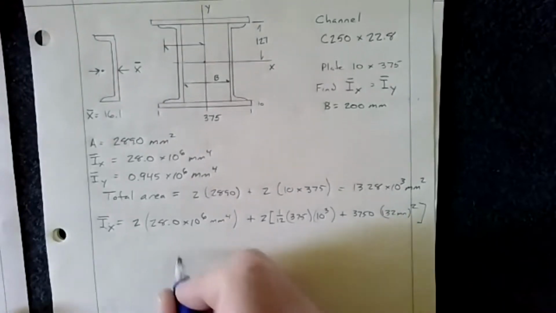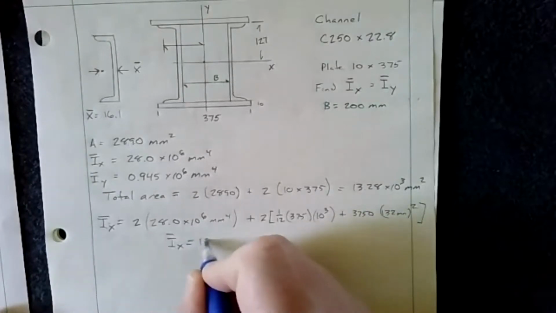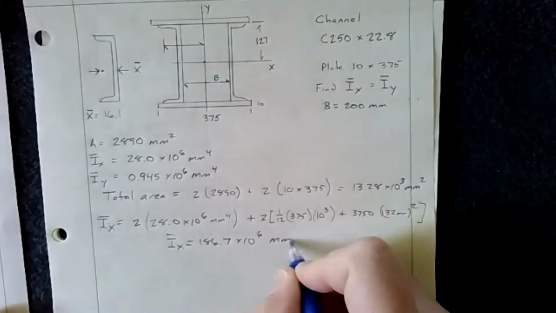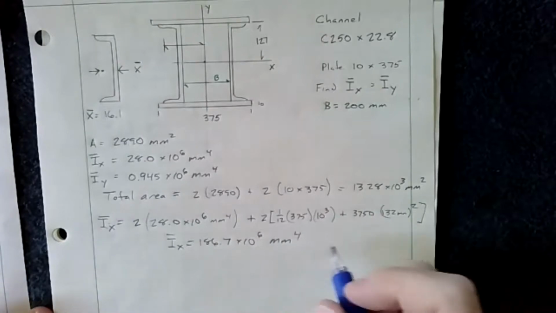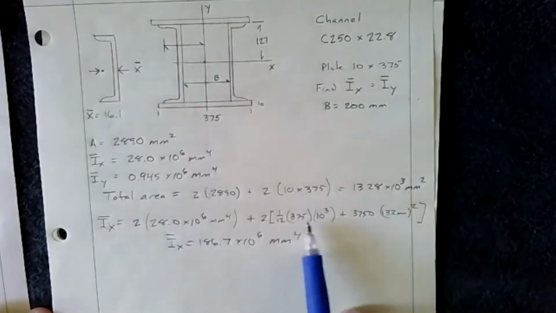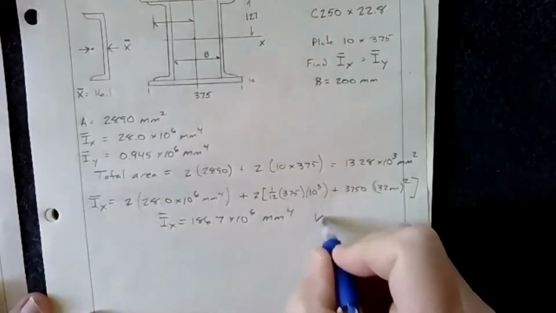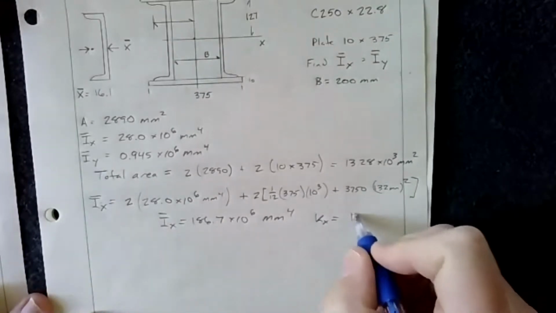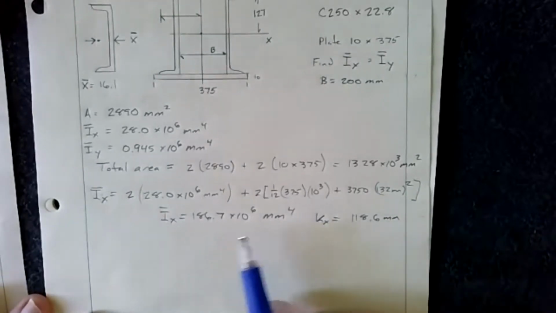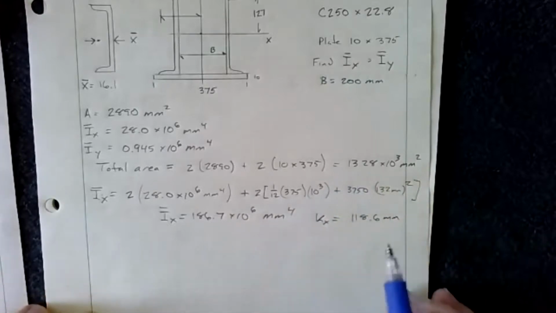So we end up with this whole value, IX bar equal to 186.7 times 10 to the 6 millimeters to the 4th. If we take that and divide it by our total area here, then we can find our radius of gyration. It turns out the radius of gyration ends up being 118.6, which you can check by taking the IX divided by total area and then taking the square root.